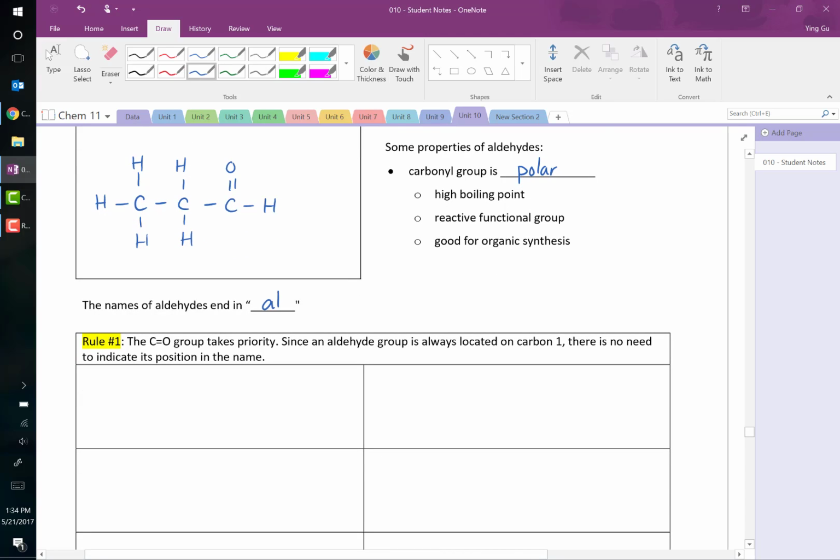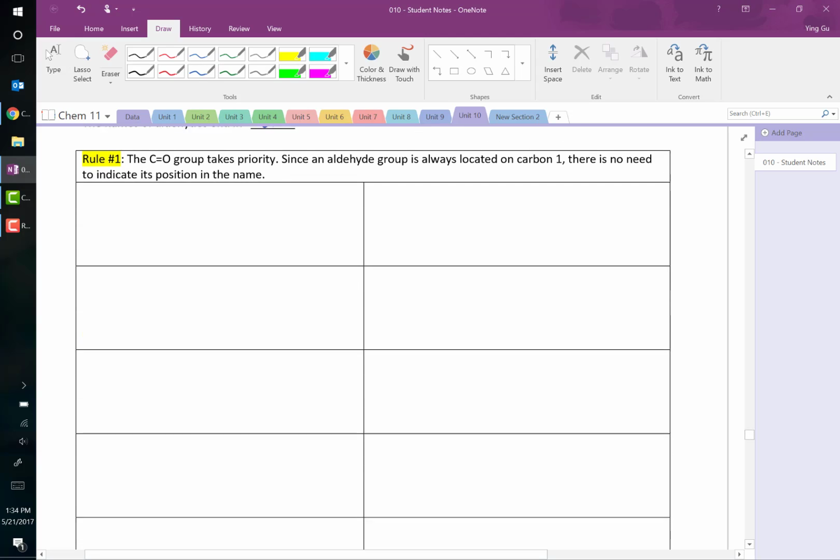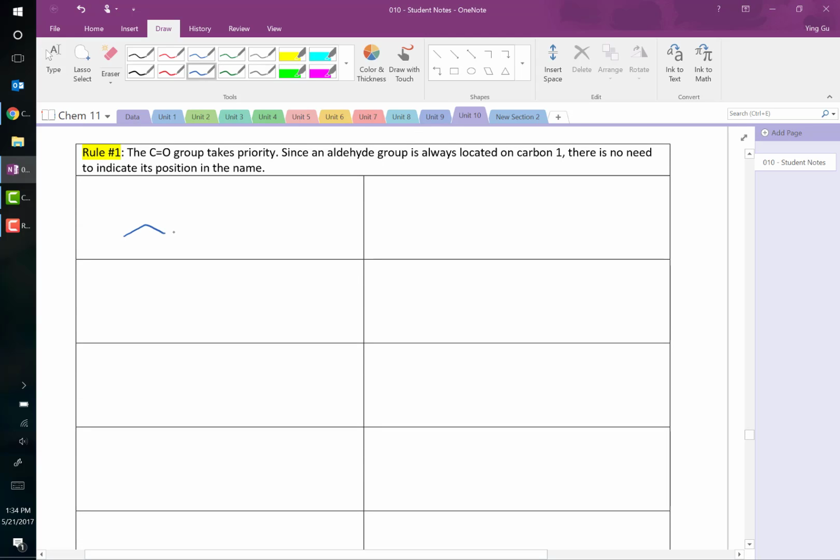Okay, let's look at some examples of aldehyde nomenclature. Now, since the carbonyl group is a defining feature of an aldehyde, it makes sense that that feature is automatically assigned carbon number 1. So the aldehyde group takes priority, just like how the other functional group defining features take priority as well. So here's a very, very simple one. This is a 4-carbon chain, a 4-carbon aldehyde. The word for 4 is butane. So this is simply butane, but change the ending to -al. This is butanal.